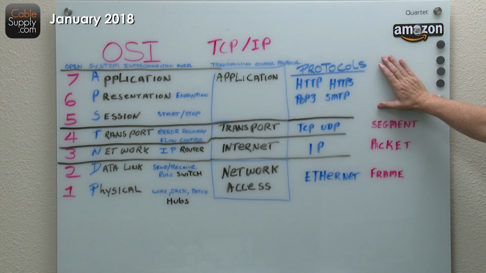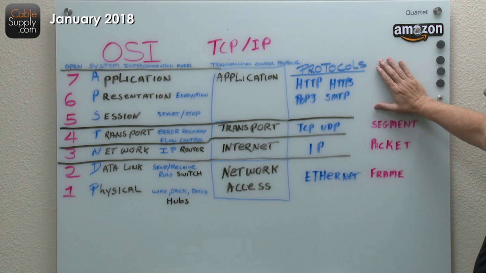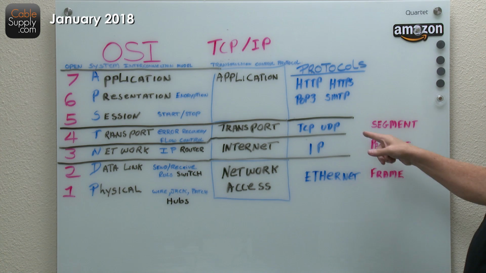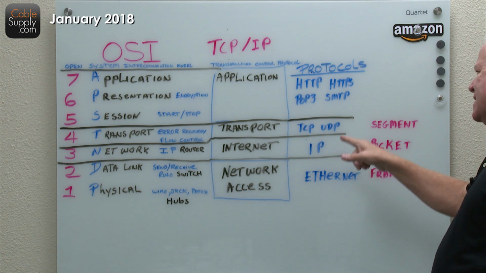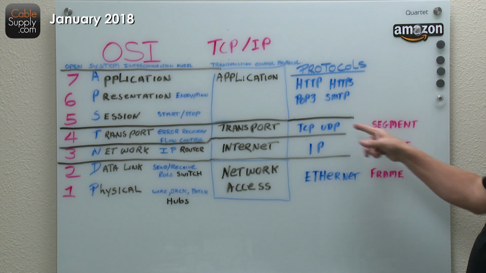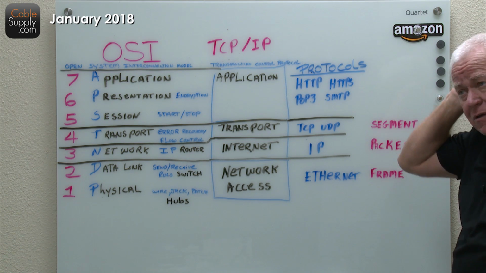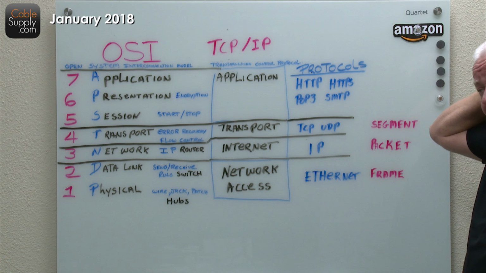So over here I got some of the protocols. In the application layer, we're going to have HTTP, POP3 and SMTP. These are all just examples. There's a lot more in there. However, when we get to the transport layer, there's only two that I know in the transport layer, and that's TCP, UDP. Maybe I'll think of another one, but I can't think of anything else.